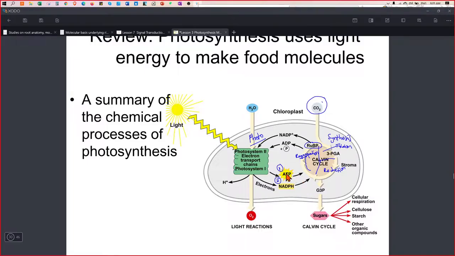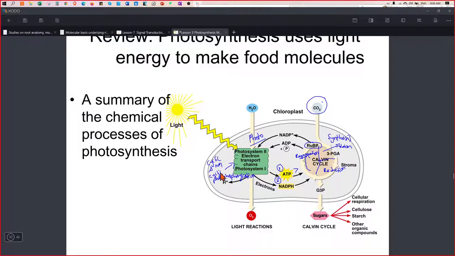However, remember one thing, the amount of ATP and NADPH is not being used at the same rate. ATP is used more than NADPH, okay? And for this reason, there is a special photophosphorylation that takes place. So this is what we call the cyclic and non-cyclic photophosphorylation.